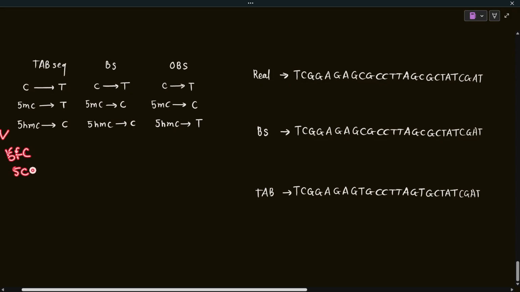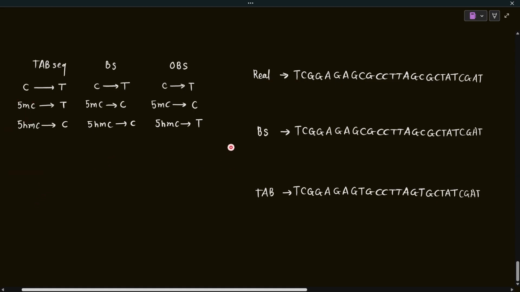and then further into 5-carboxyl cytosine, and on this 5-carboxyl cytosine, the sodium bisulfite can work, and that is why it is deaminated. That is why in TAB sequencing, along with the cytosine, 5-methyl cytosine is also deaminated. Why? Because this is already converted into 5-carboxyl cytosine by TET enzymes.